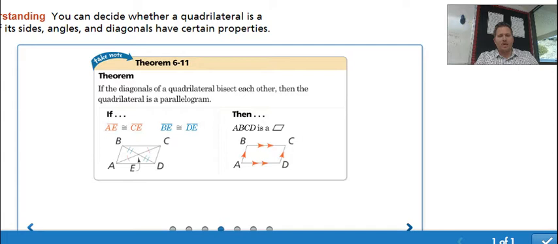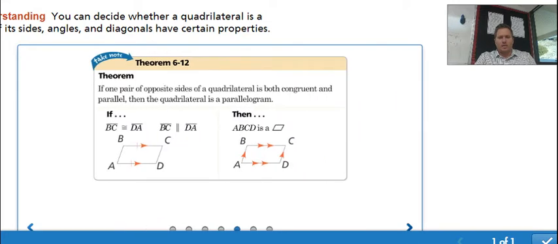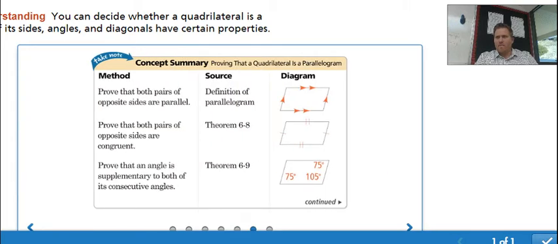Then we have if the diagonals of a quadrilateral bisect each other, then the quadrilateral is a parallelogram. Remember we talked about a parallelogram is when they cut, and AE is congruent to EC, and same thing for BE and ED. If those are all congruent, it is a parallelogram. And then our last one is right here, if one pair of opposite sides of a quadrilateral is both congruent and parallel. So if one pair of sides is congruent and they are parallel, then that quadrilateral is a parallelogram as well. Alright, so we have all the concepts all put together, nice and clean.